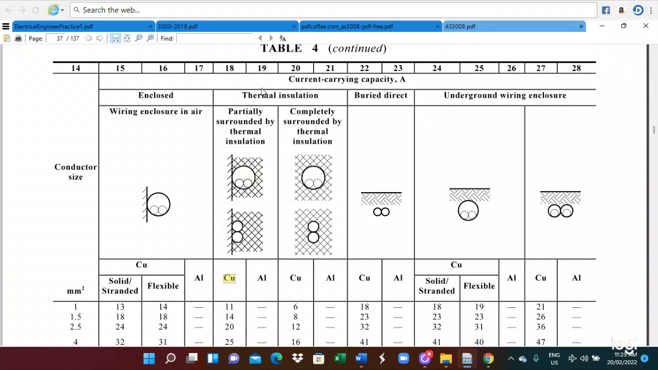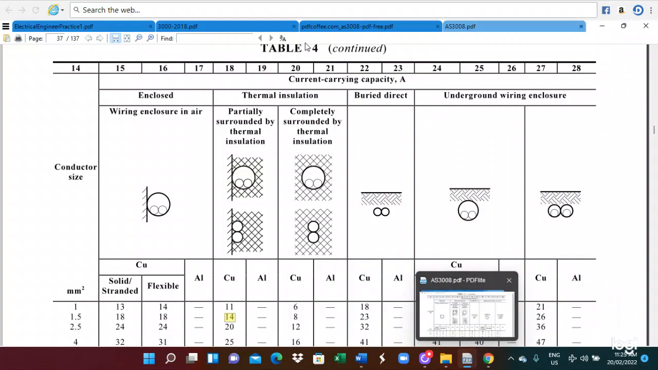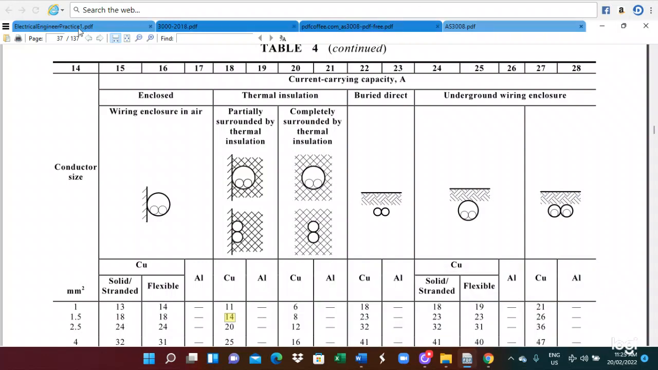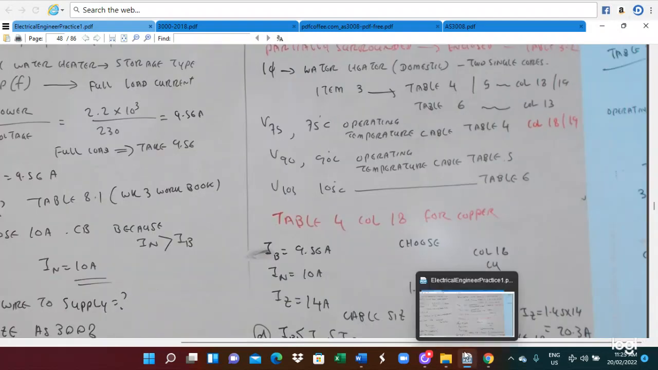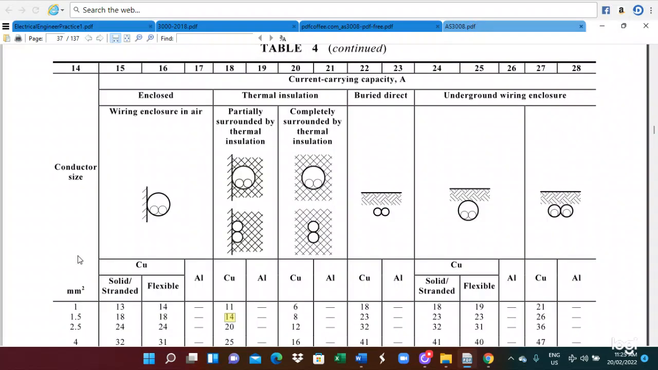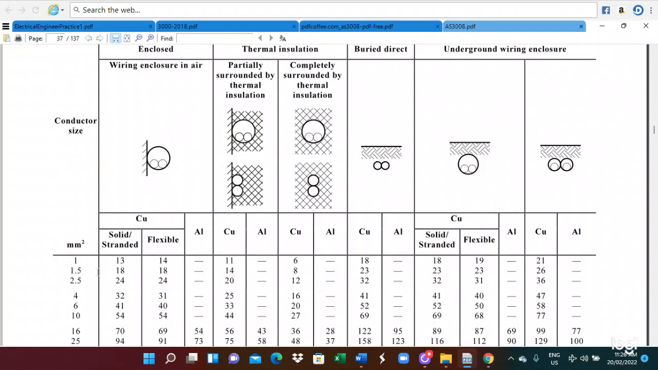In this case, we are using the copper conductor, therefore column 18 had to be utilized. The cable size given is 1.5 millimeter square, and in this case, 14 amperes is suitable. So this is the way we calculate it. IB is 9.5 because of the problem given, and the 1.5 millimeter square cable size is selected, with a current rating of 14 amperes.